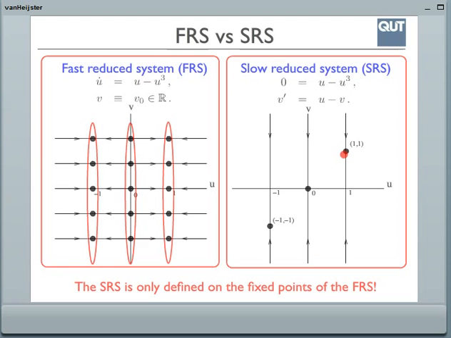One thing to notice at this point is that this slow reduced system is only defined where u minus u cubed is 0, right? So it's only defined on the fixed points of the fast reduced system. So the dynamics over here, over here, and over here are exactly the fixed points for the fast reduced system.